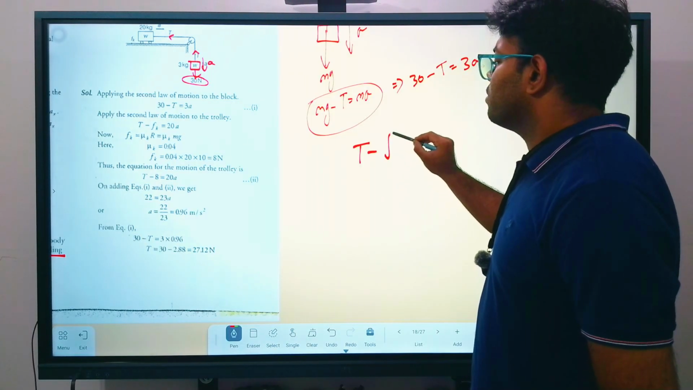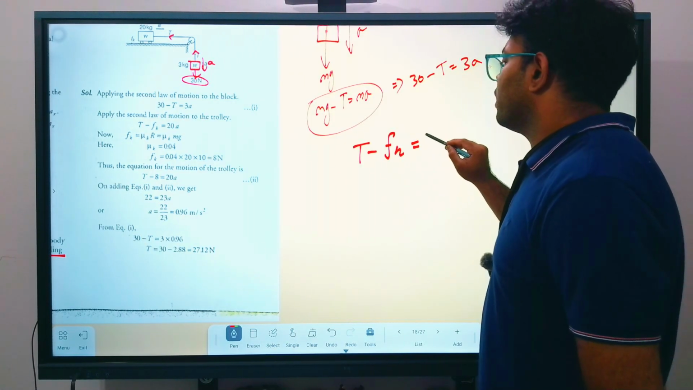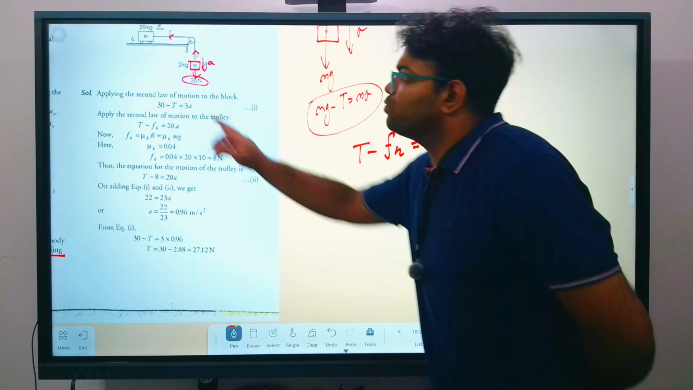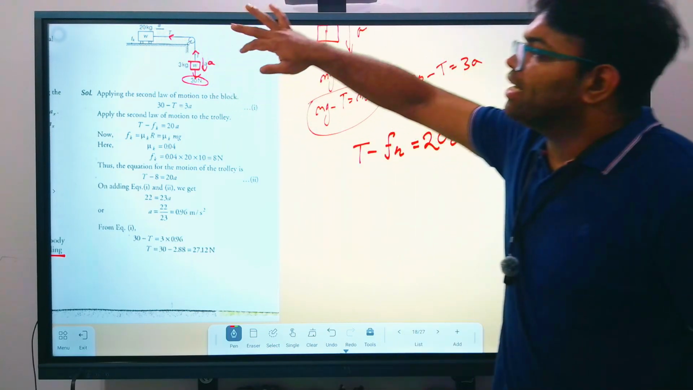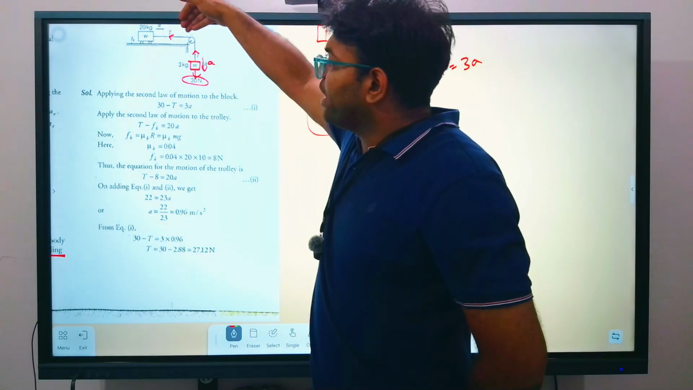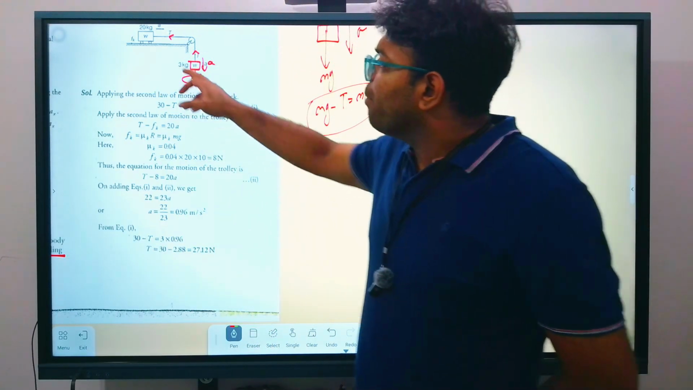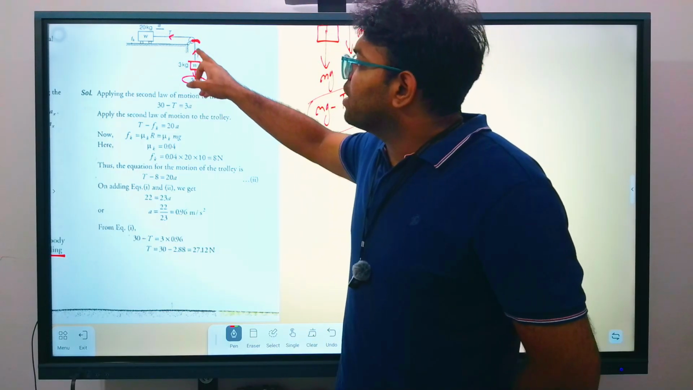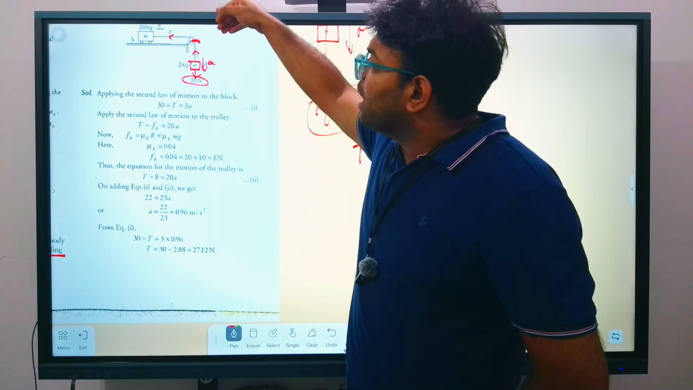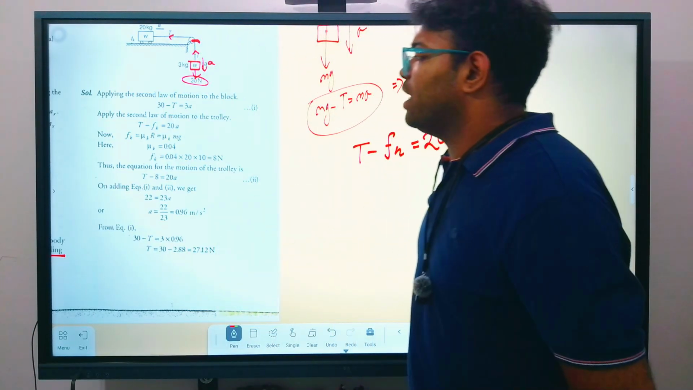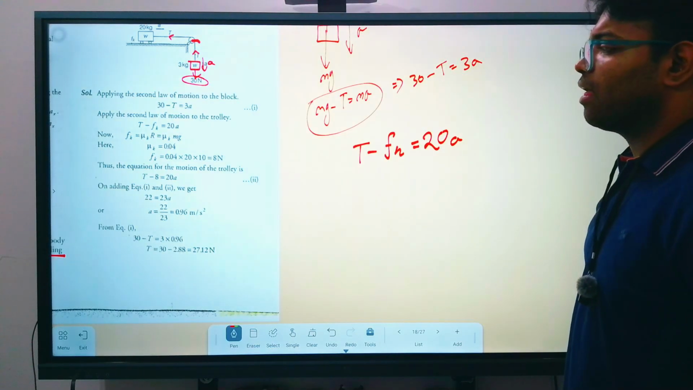So tension minus frictional force is equal to 20 into A. Right? This value 20, this is also moving with an acceleration A. If this is moving with an acceleration A, this also has to move with an acceleration A, because the string is connected to both the objects. If one accelerates with the value of A, the other also has to accelerate with a value of A. Clear?